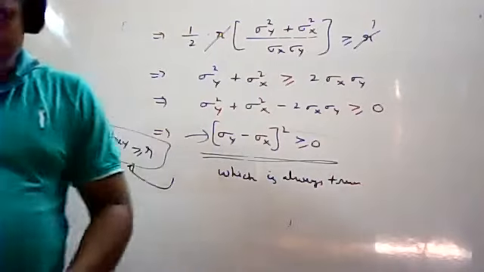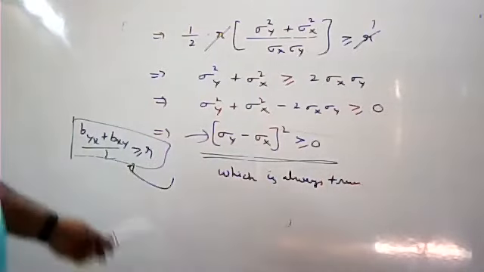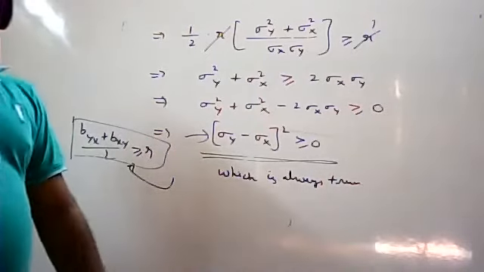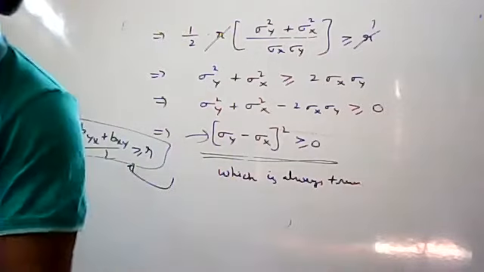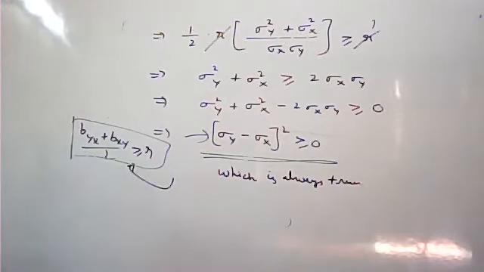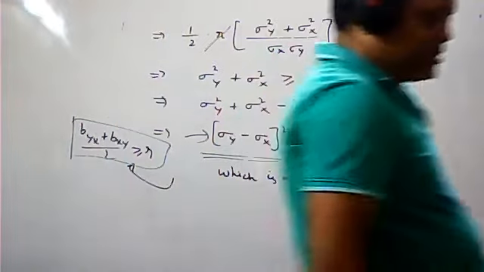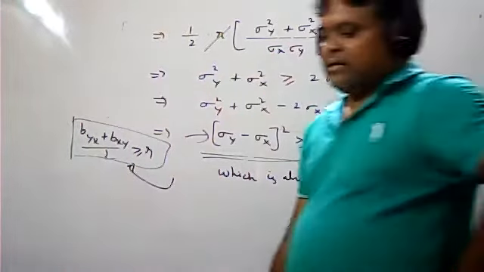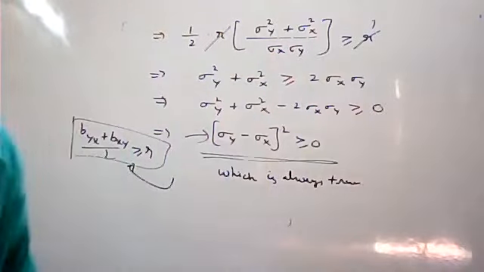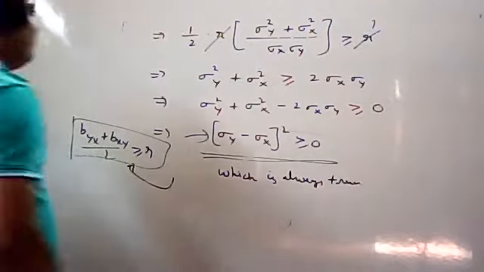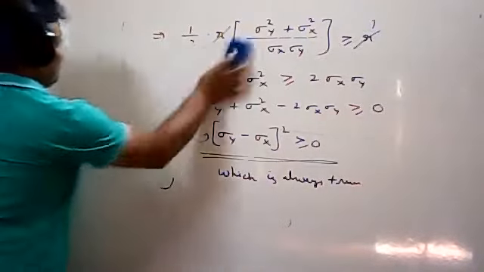So this is true means what is that? Arithmetic mean of regression coefficients is greater than or equal to 1. Arithmetic mean of regression coefficients is greater than or equal to 1. This is property number 4. Next, property number 5.